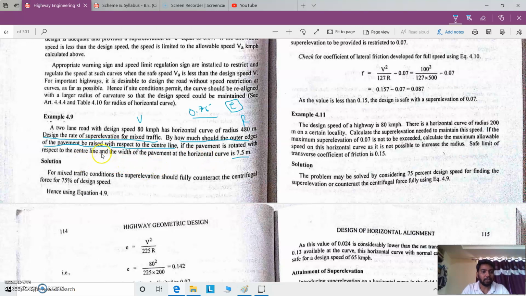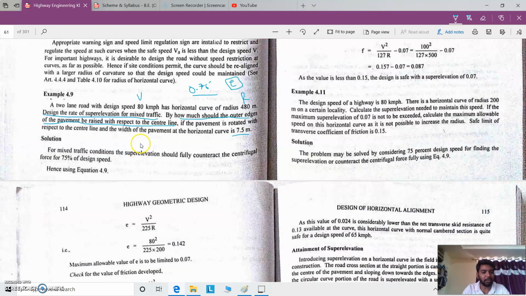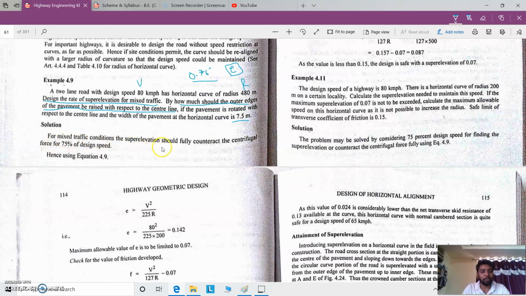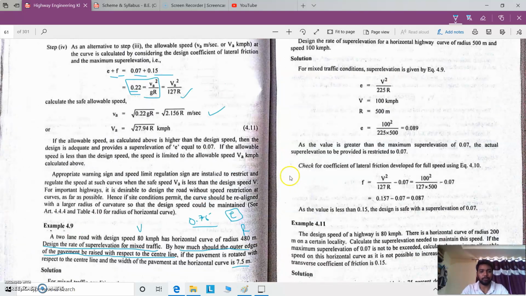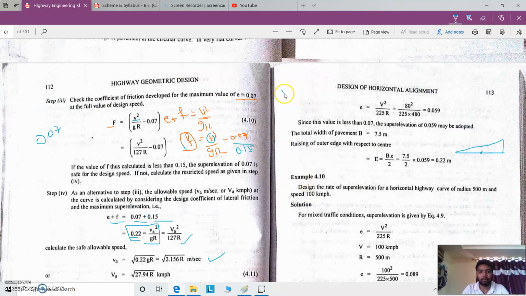So first of all we need to consider the traffic as mixed traffic. For mixed traffic condition, the super elevation should fully counteract the centrifugal force for 75% of design speed, right? So we all know that E plus F is equal to V square by GR, right? Now here in the problem they have solved using kmph formulas, but I will solve using meters per second. You can consider any one of them.